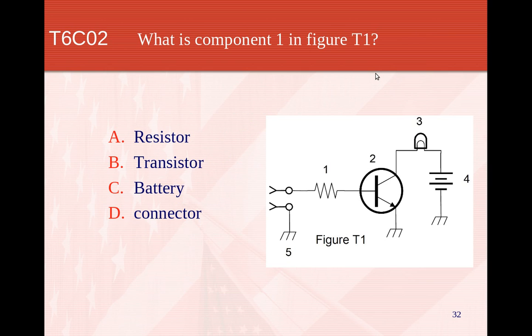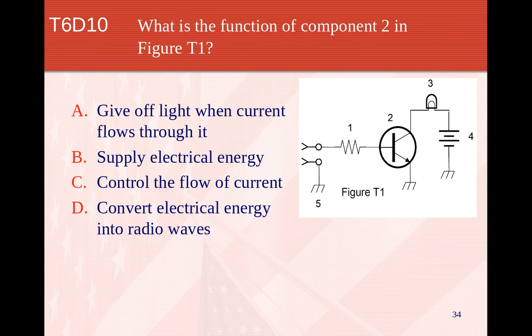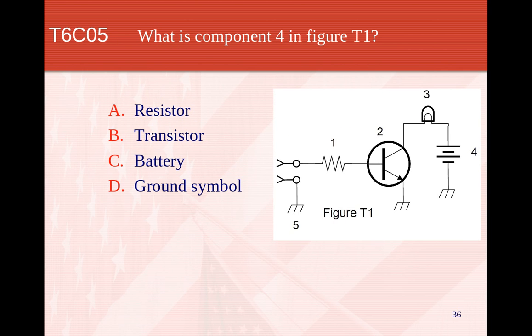What is component 1 in figure T1? That's a resistor. What is component 2 in figure T1? That is an NPN transistor. What is the function of component 2 in figure T1? It controls the flow of current. What is component 3 in figure T1? That is a lamp. What is component 4 in figure T1? That's a battery. It's a 2-cell battery.